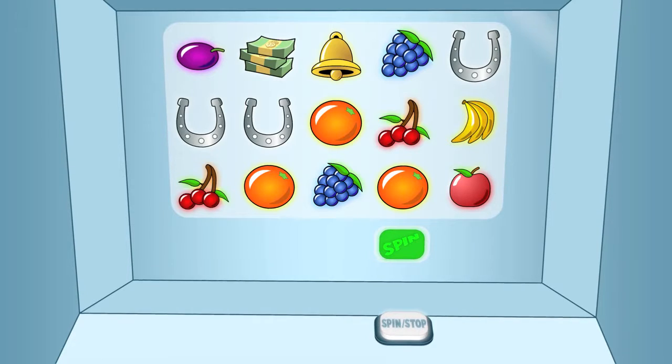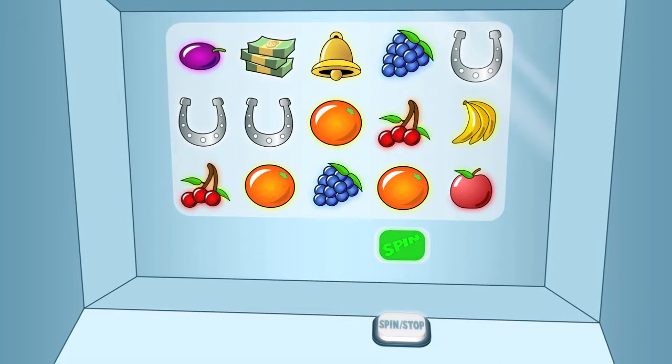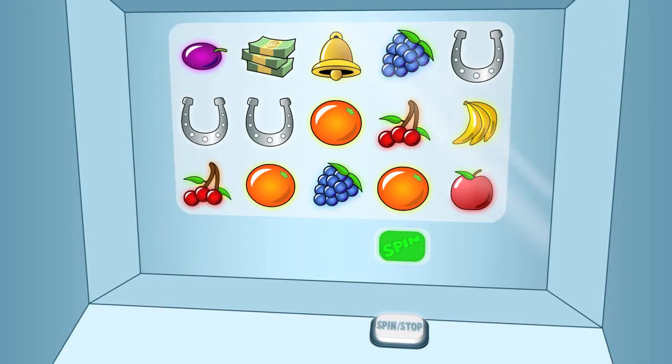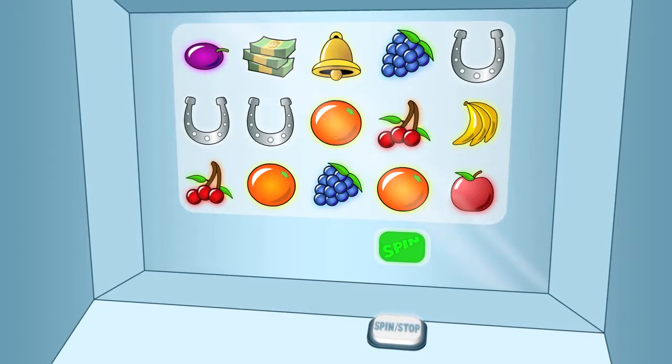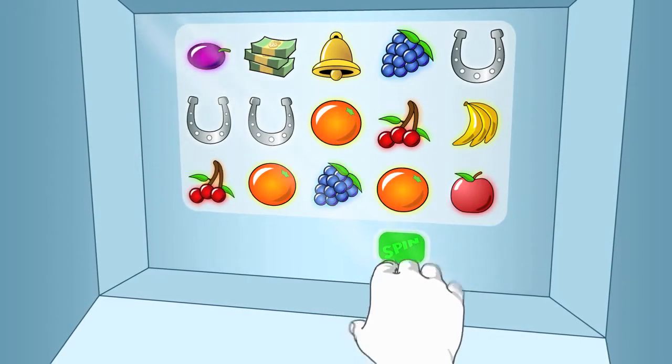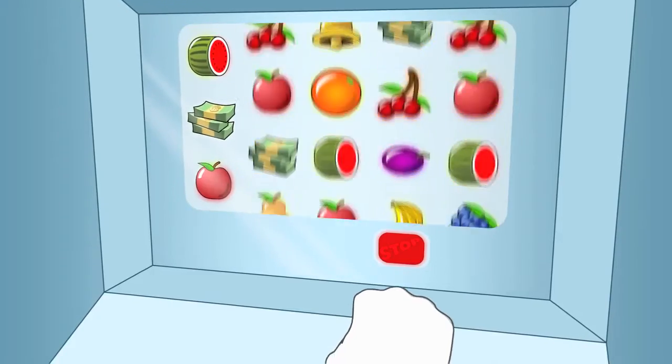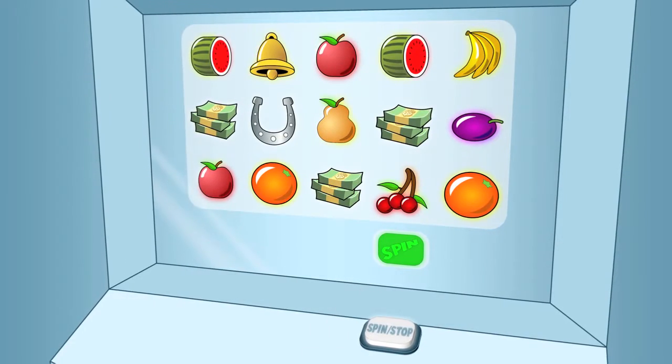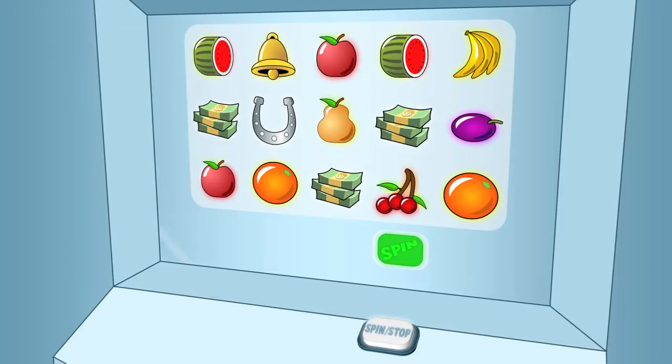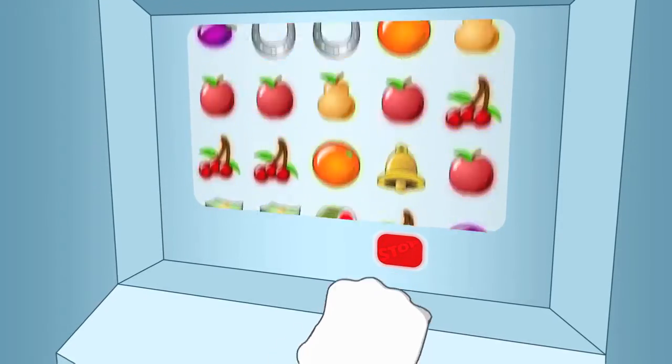Sometimes the cabinet button is labeled stop, while other times it is not. On video slots, the spin button on the screen often changes to stop while the reels are spinning, and this stop button can be pressed to stop the reels quickly. In addition, individual reels can be stopped by touching a spinning reel.